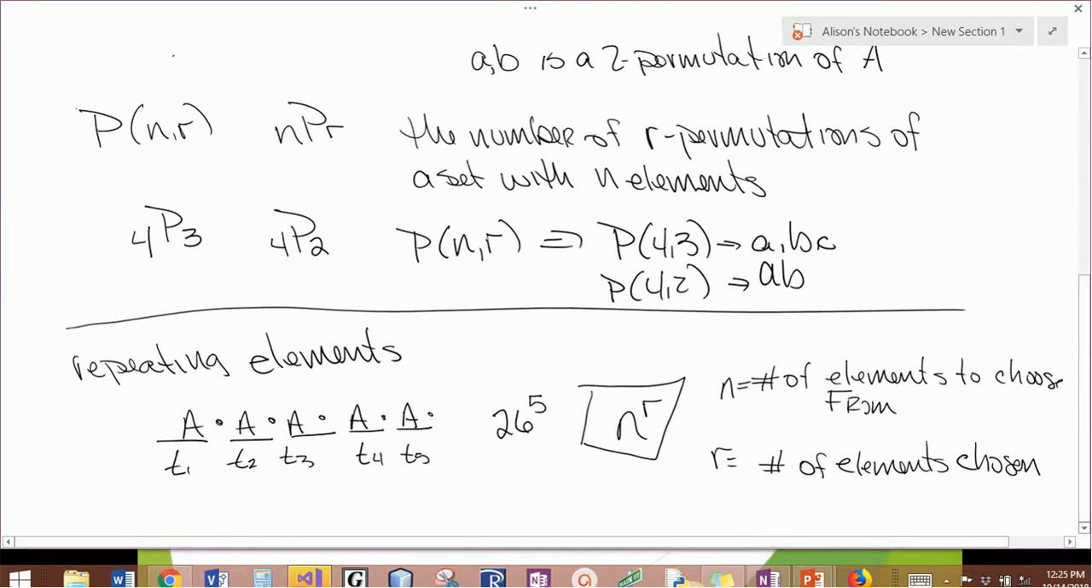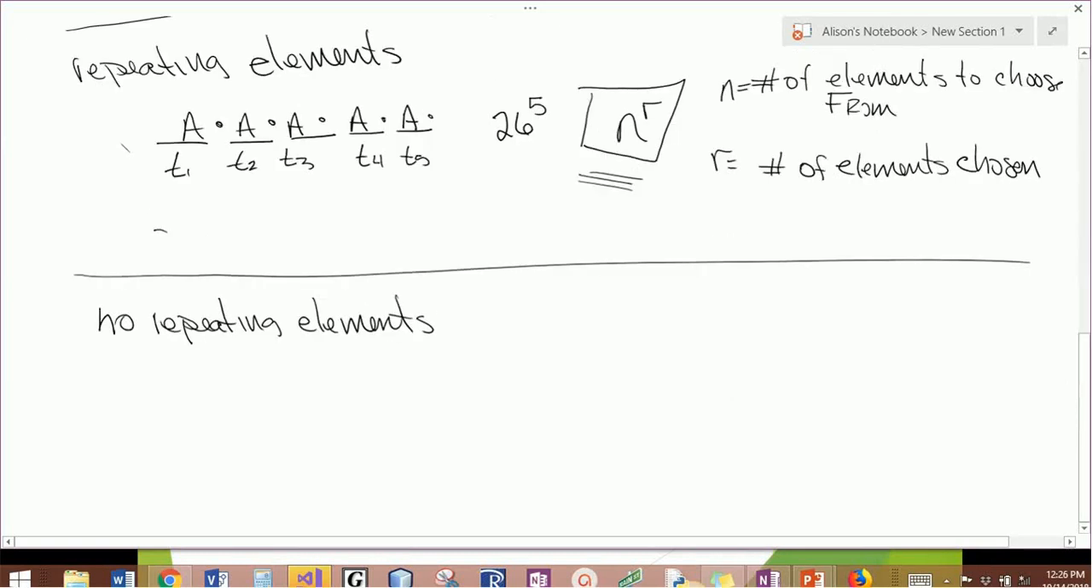What happens if I can't have repeating elements? What happens if selecting an item out of the pool removes it from the pool and I cannot use it again? What happens if, for instance, I could not have A as a password, because my password manager said you cannot reuse the same element? How is it going to change this formula that we have come up with for permutations when I can have repeating elements?